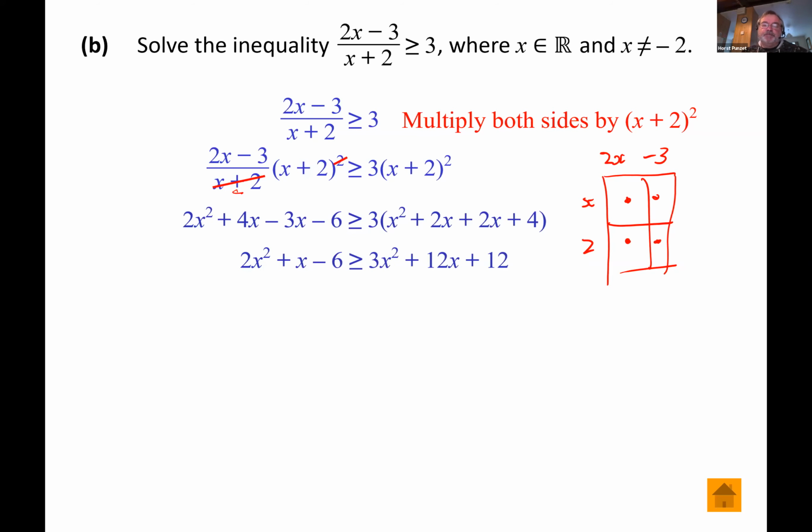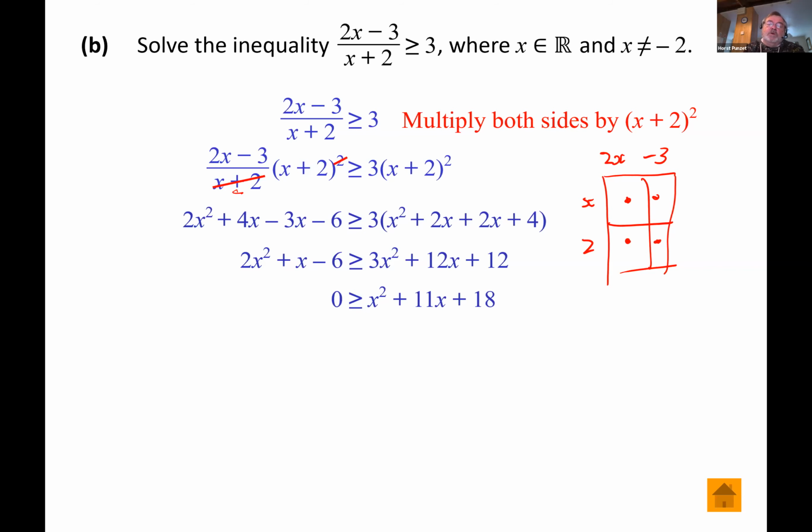Rearrange it. So there's our values. We're multiplying that quadratic on the right-hand side by 3, which will give us 3x squared plus 12x plus 12. So what are we going to do with that? We're going to bring everything to the right-hand side. So we're going to subtract 2x squared, x and minus 6 from both sides. I think it's always going to be the opposite sign to do that. So it's minus 2x squared minus x plus 6, which will give you x squared plus 11x plus 18 as our quadratic.